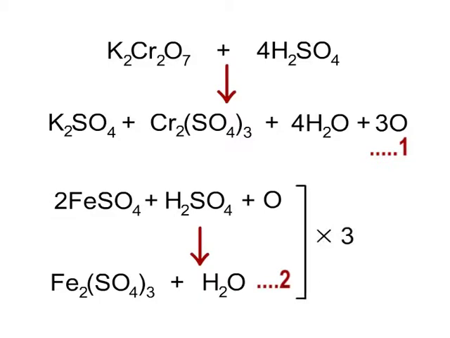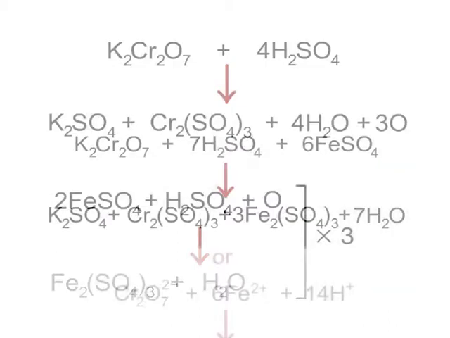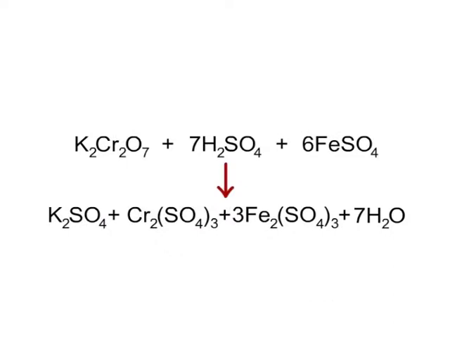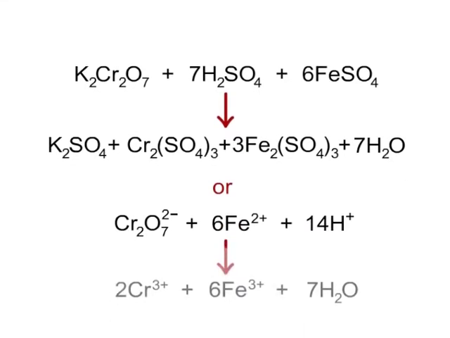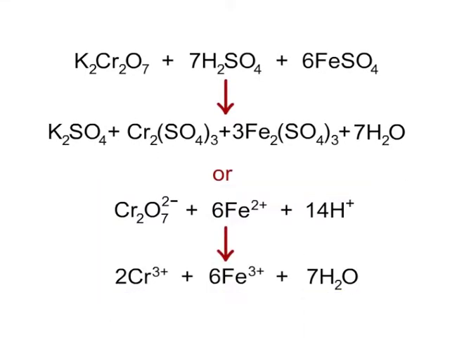Now, multiplying equation 2 by 3 and naming this equation as 3, we get what is shown on the screen. Now, adding both equations 1 and 3, we get the final equation as the overall reaction can be written as shown. These equations are used in estimation of ferrous ions in the volumetric analysis. Ionic equation is also shown on the screen.